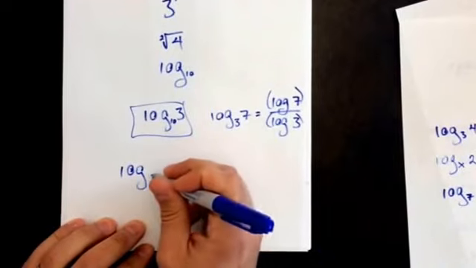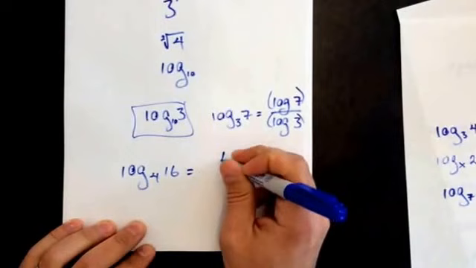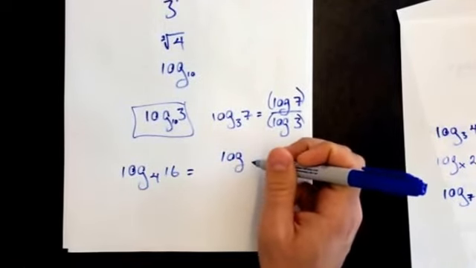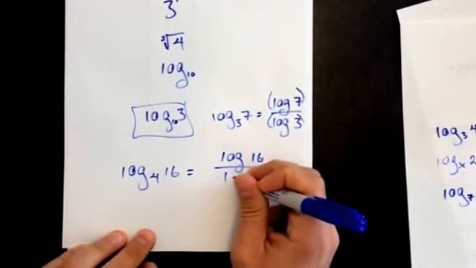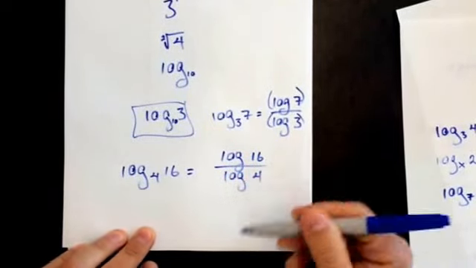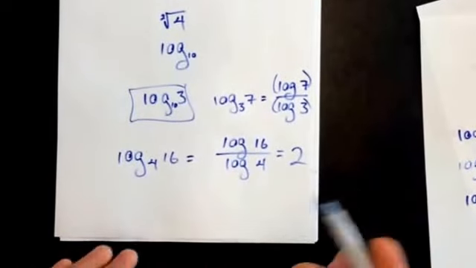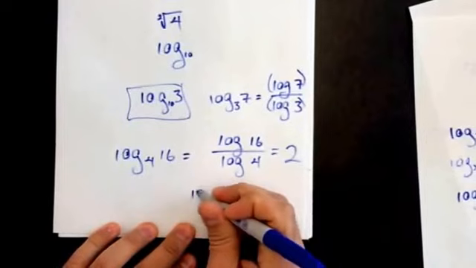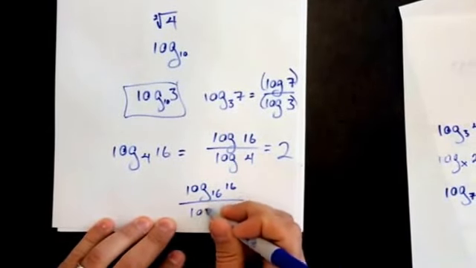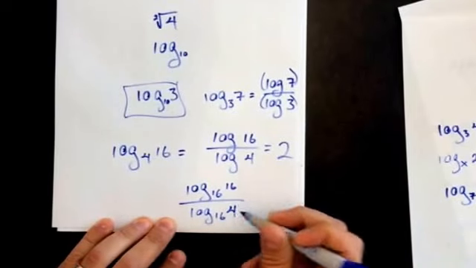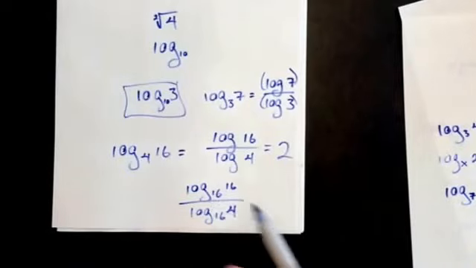I probably wouldn't want to, but I could. Let's say I have something like this. I could change it to be the log base 10 of 16 over the log base 10 of 4, and that would be easy to put into my calculator, and it would tell me 2. But I could technically also make it the log base 16 of 16 over the log base 16 of 4. The really important thing here is that the bases have to be the same.